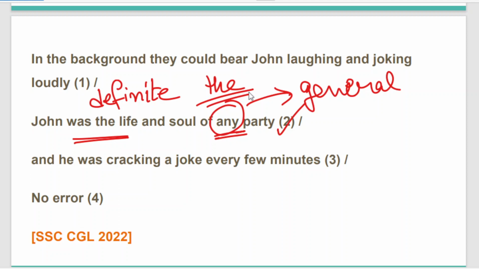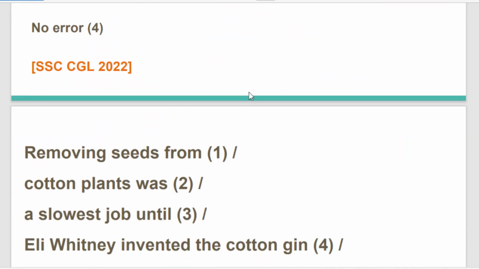John was the life and soul of the party, and he was cracking a joke every few minutes. Here we are talking about a particular person in the particular party. I hope it's clear and easy. Moving to the next question.